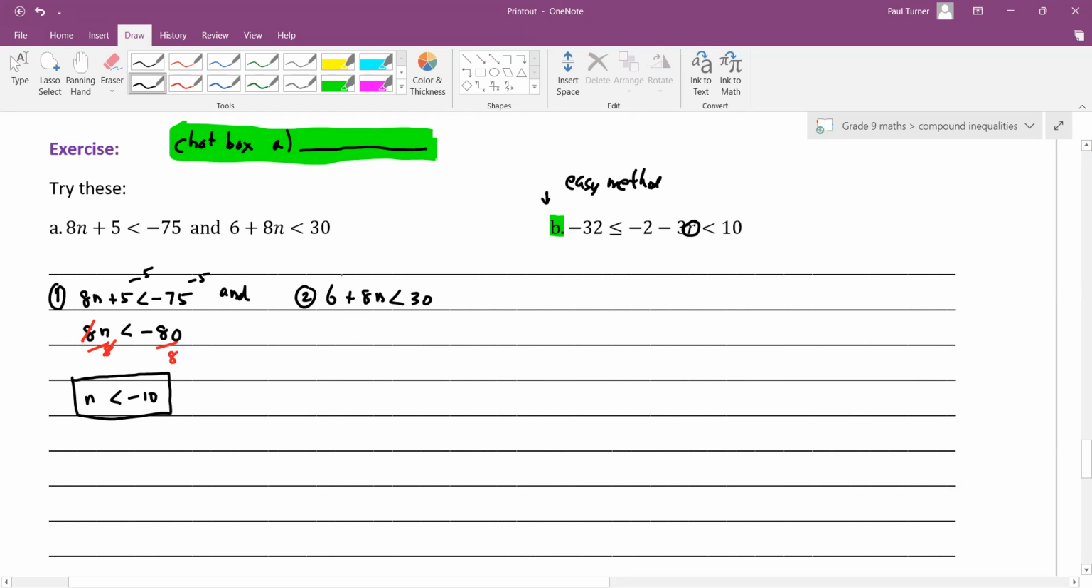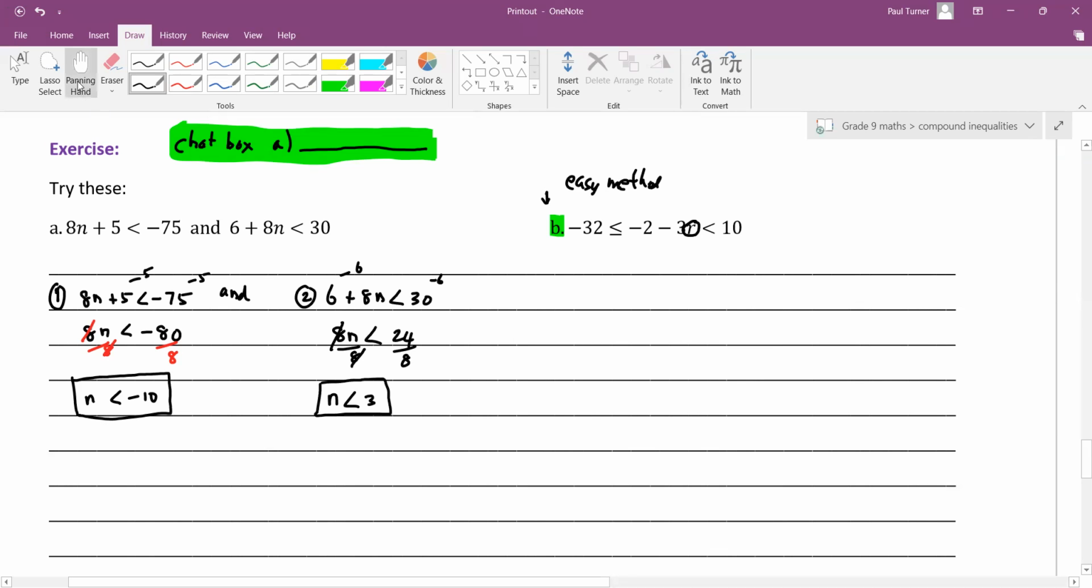So let's subtract 6 from both sides, this one. Let's see if you're getting the same answer. So 8n is less than 30 minus 6, that's 24. So now we divide by 8. Cancel the 8. So n will be less than 8 into 24 is 3. That's interesting. Look, the sign goes in the same direction.